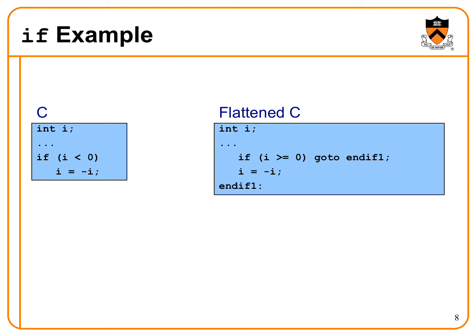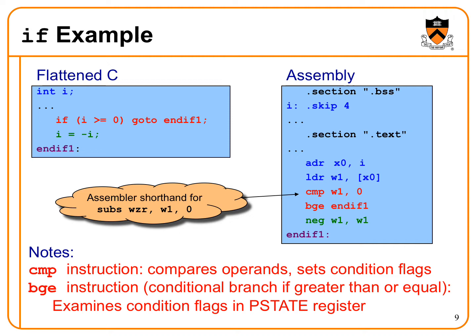Alright, here it is. We invert the condition and we jump to the end of the block. So if i less than 0 becomes if i greater than or equal to 0, and we jump over the negation. Now let's look at it in assembly.